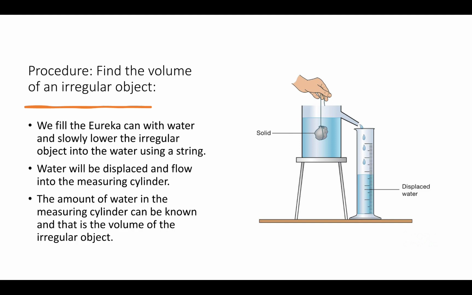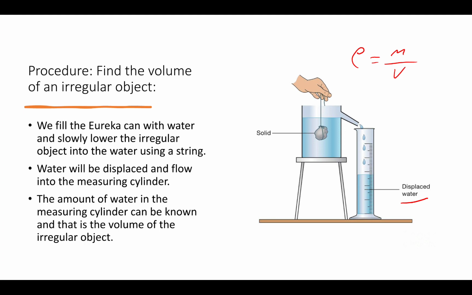So, the procedure to find the volume of an irregular object. You fill the eureka can with water and slowly lower the irregular object, in this instance the stone, into the water using a string. Water will be displaced and flow into the measuring cylinder, and we call that the displaced water. So the amount of water in the measuring cylinder can be known, and the amount of displaced water is the volume of the irregular object. Then we've got the mass, obviously, because we've used a balance to measure the mass, and we've got the volume from the amount of displaced water. So once again, we can use the density equation, mass over volume, to calculate the density.